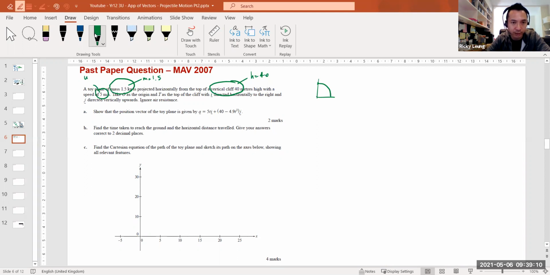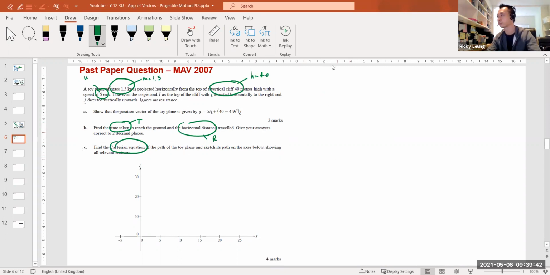Okay, cool. We're going to once again derive our formulae. Find the total time taken to reach the ground and the horizontal distance. So this one's total time of flight and horizontal distance, that's range. Time taken is capital T, horizontal distance is capital R. And then find the Cartesian equation and sketch. How many marks are there? This one was silent on the marks, it's probably 2 marks for that one as well. So 8 marks all up.